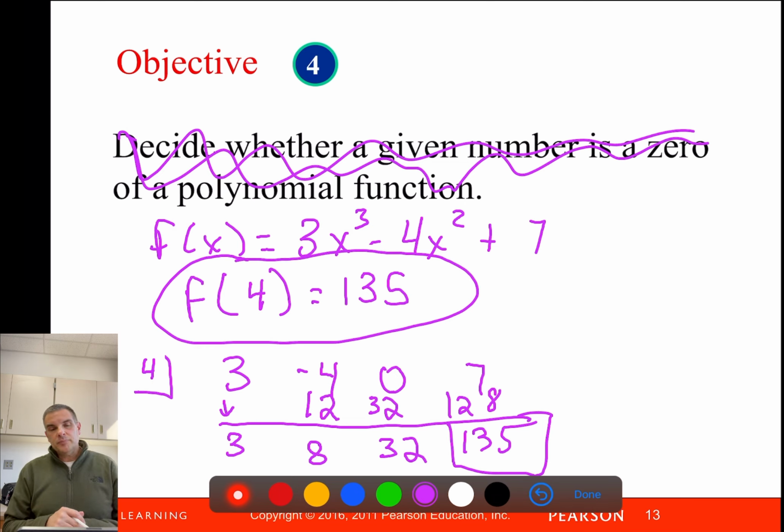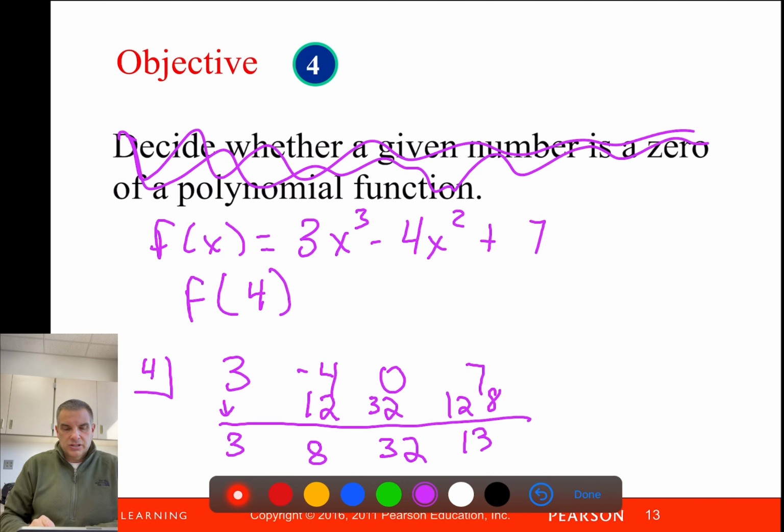Okay. So that's using the remainder theorem to evaluate a function. And whatever you're trying to evaluate, that's what goes inside the box. And then again, make sure that you go kind of in that downward direction when you're doing these. Okay.